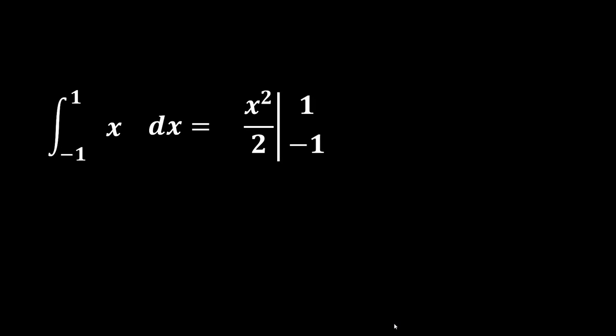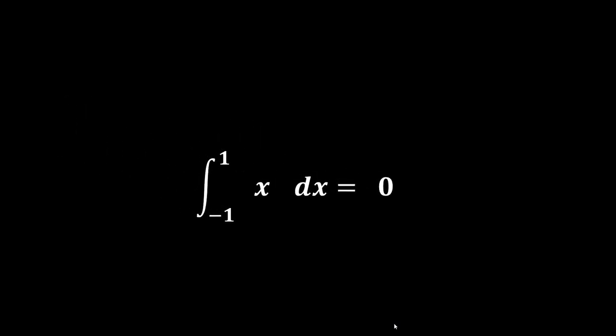to 1. When we evaluate from -1 to 1, this is equal to 1 squared over 2, when x is equal to 1, minus (-1) squared over 2. So the first term is 1 over 2, and the second term, (-1) squared, will be positive 1. So we'll have 1/2 minus 1/2, and that is equal to 0. So that's how they obtain 0. But that is not the right answer. In fact, this is the wrong answer.